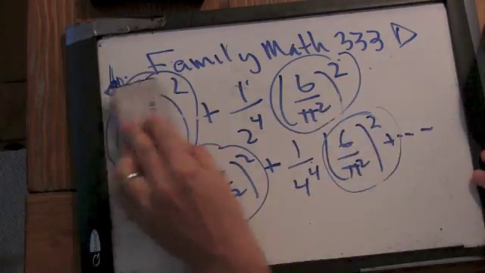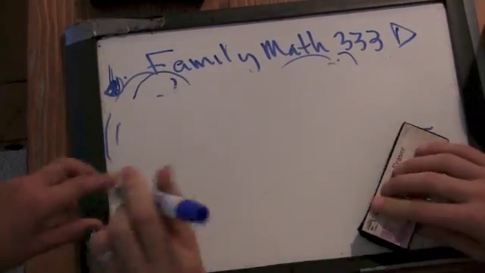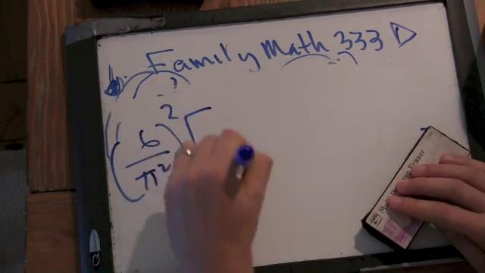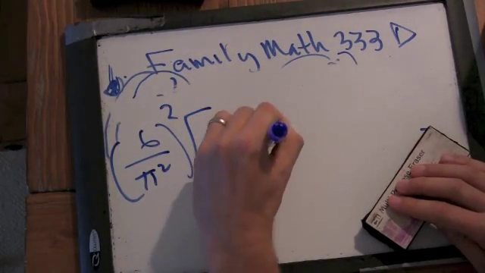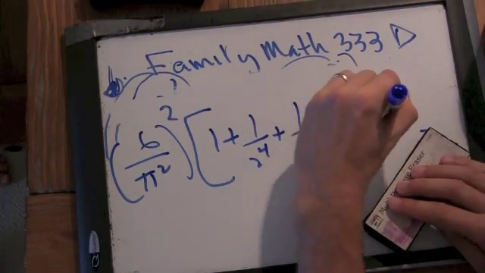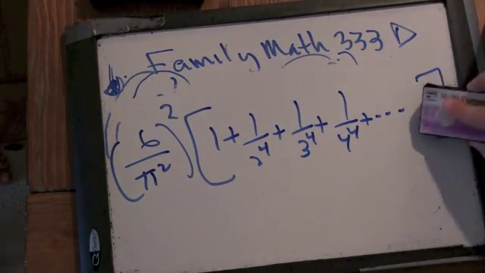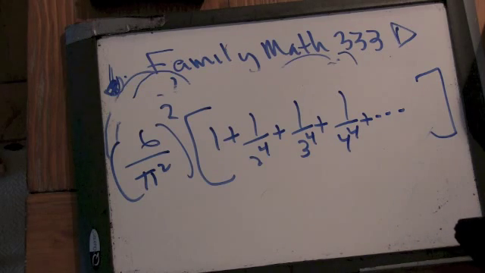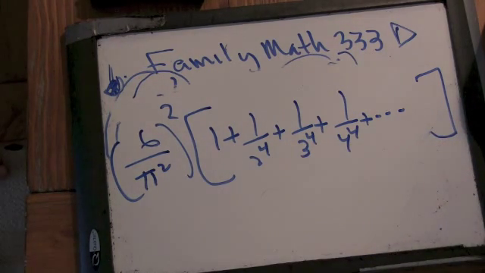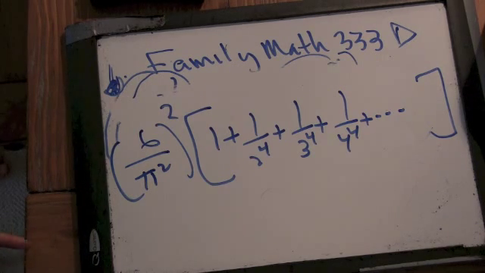Okay, so let me just write out what we have now. I have 6 over pi squared times 1 plus 1 over 2 to the 4th plus 1 over 3 to the 4th plus 1 over 4 to the 4th, plus all the way on to what? Well, 1 over infinity to the 4th. Okay, the whole sum of these. So now we're going to go to the next movie.